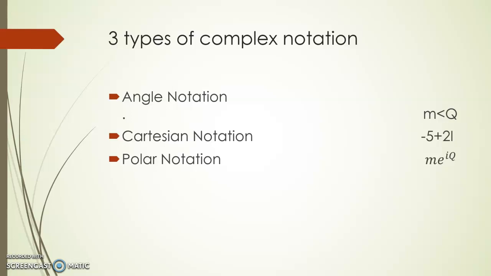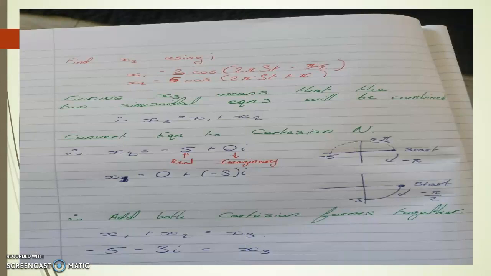For example, finding the sum of two sinusoids. In this question, we add the common factors from each equation, but before we do that, convert it to Cartesian notation. For x2, I looked at the unit circle and went back pi, which is 180 degrees, and back an amplitude of 5. I did the same for x1 and then finally added both equations together to get x3.